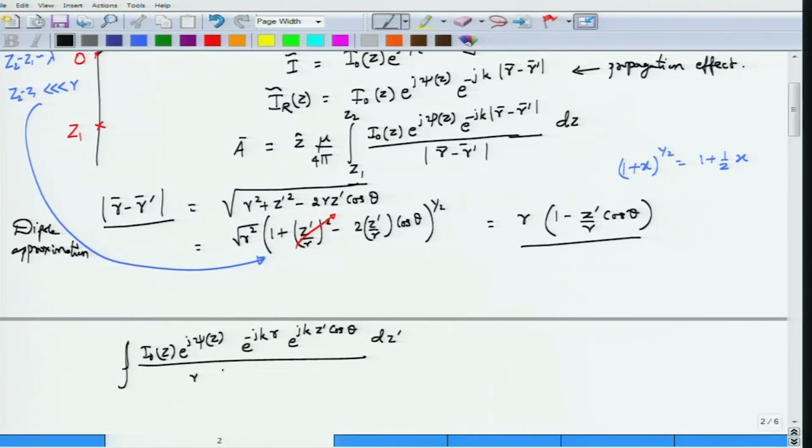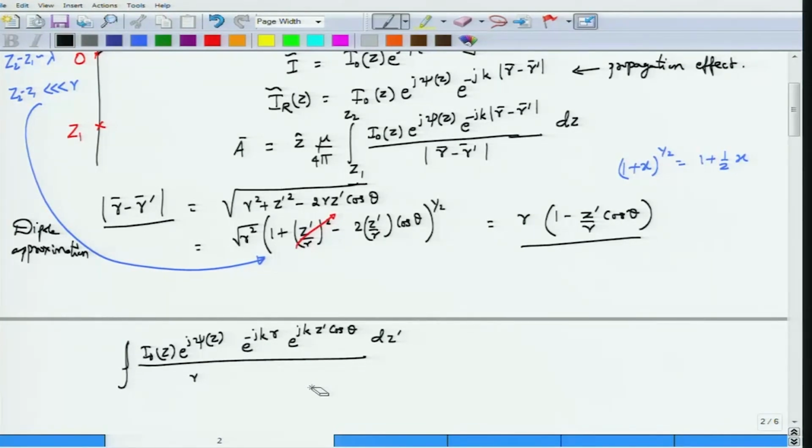If I expand this r minus r prime with the approximation, I get r minus z prime cos theta. Now, z prime itself is quite small, and the magnitude of cos theta would not increase to greater than 1. Therefore, this term z prime cos theta would always be less than z prime itself, which further is less than r. Therefore, in the denominator I simply erase this z prime cos theta.